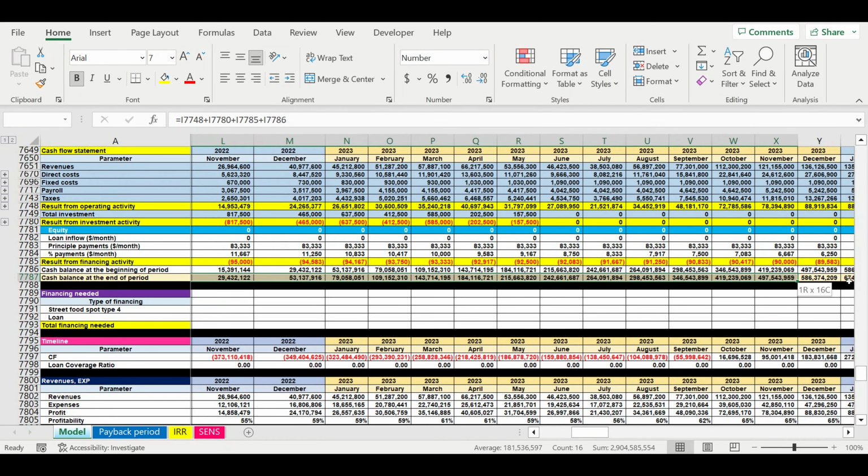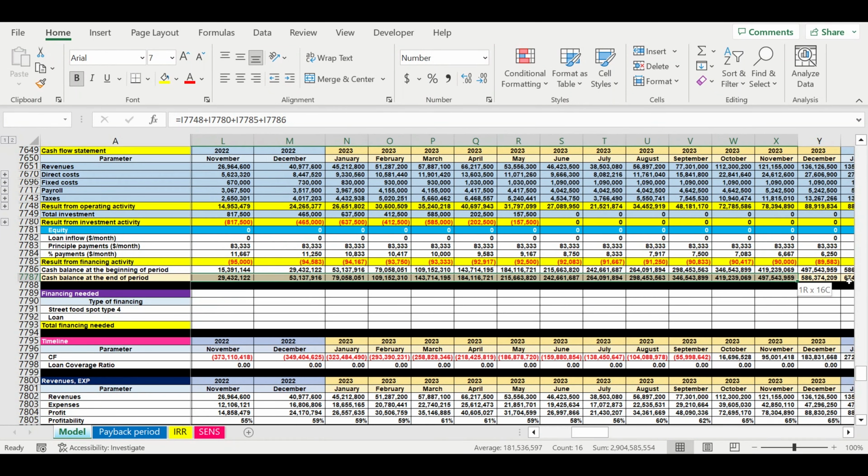Then, when we look at the cash flow statement, the next block of inputs is specifying the discount rate for your business idea, for your chain. Then we specify the step of discount rate changing to calculate accurately the internal rate of return for your business idea. And then we are moving to stress testing.